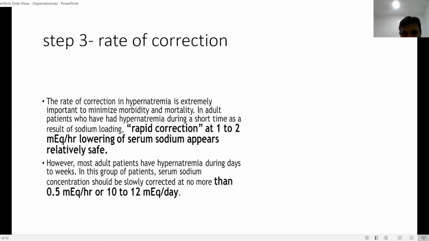The most important thing is we have to repeatedly look for the signs of toxicity of hypernatremia and volume overload, and serum levels of sodium should be measured repeatedly by laboratory methods during correction of the serum sodium.